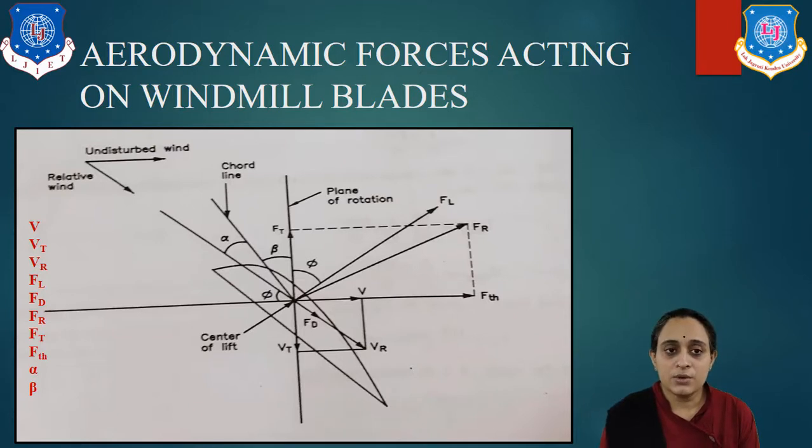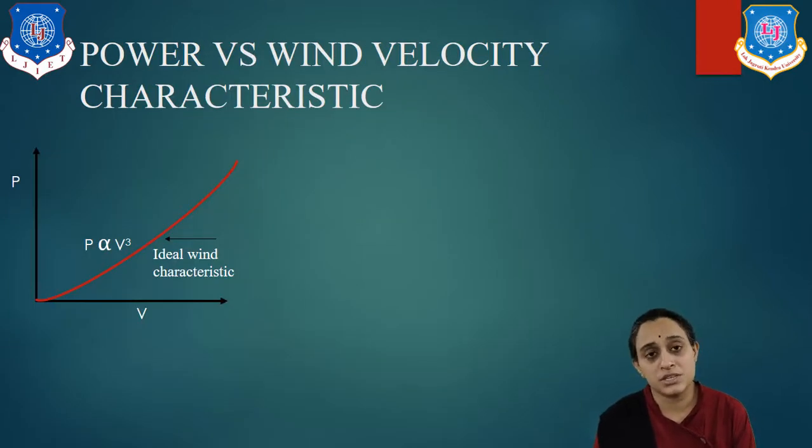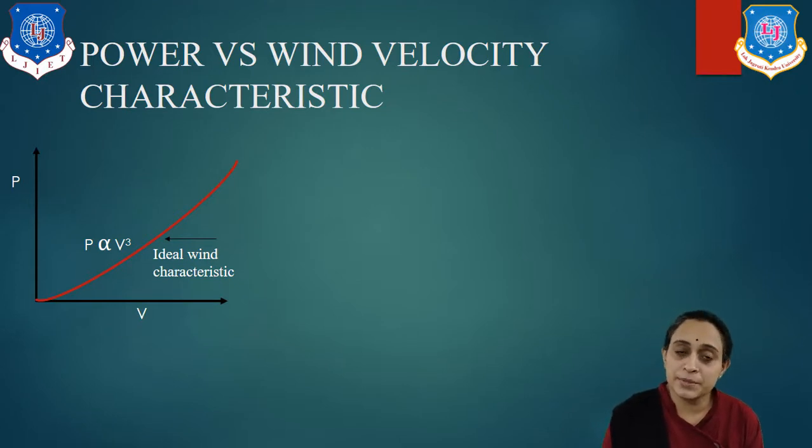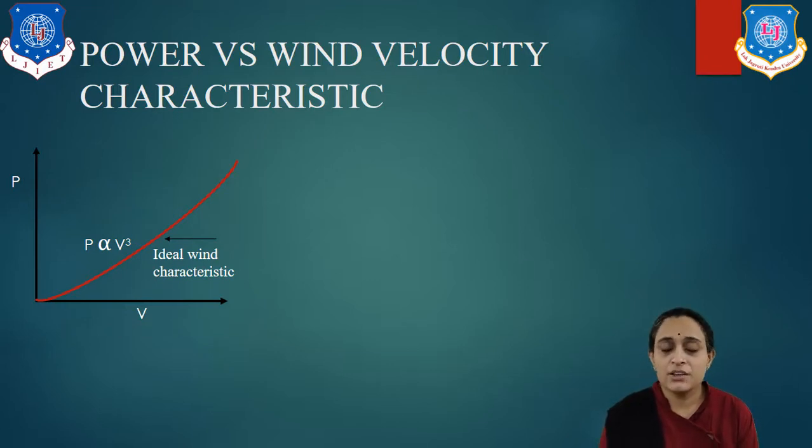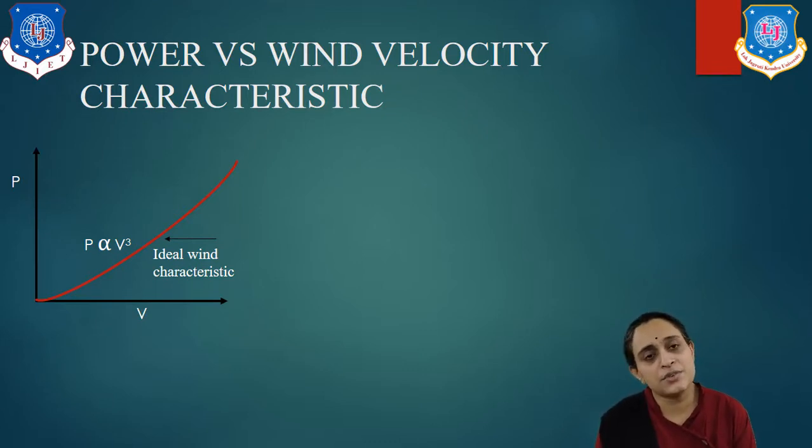Okay. Now, if we make a graph of power and velocity, as we see in the diagram, power P is directly proportional to the velocity cubed, V cube. So we draw the diagram of power versus velocity, and as the velocity rises, it gives us a parabolic curve. Now let us check the idealistic characteristic of a wind turbine.